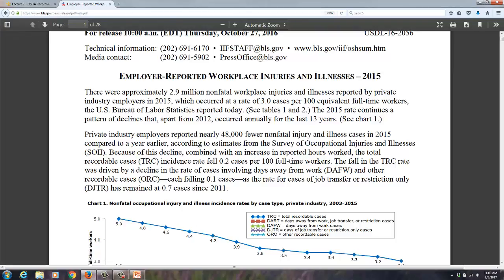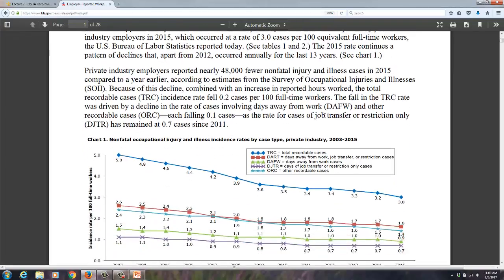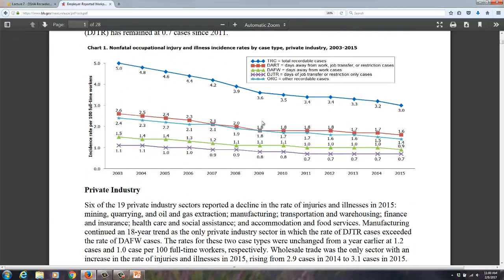Again, it's per 100 versus per 100,000 from before. Did they say anything about from year to year? Well, we can look down here at chart 1. You can see they started in 2003, or that didn't start, it's just that's where this chart begins. It goes to 2015. That's approximately when they switched from SIC to NAICS. And you can see this has gone from 5 to 3.